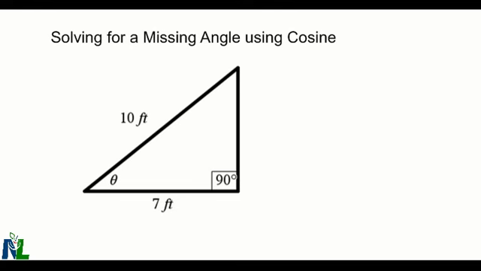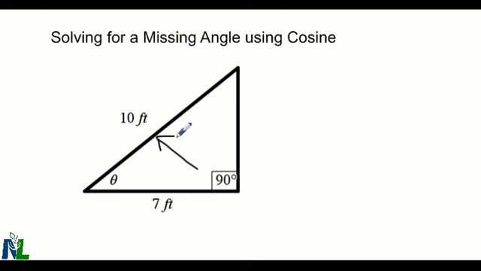Good day, everyone. In this video, we are going to look at solving for a missing angle using cosine. But before I write down the cosine ratio, I think it's important for us first to label our sides appropriately and to verify that the cosine ratio is the correct ratio that we should use here. And to do that, we are going to look at the right angle.